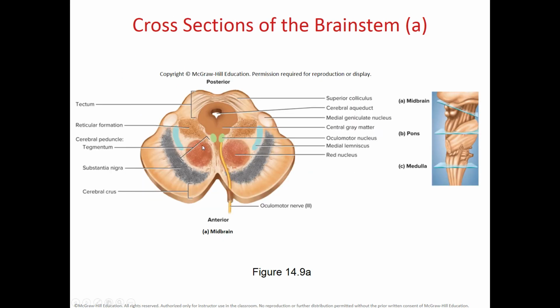So here is the midbrain. Here's the cerebral aqueduct. You have the corpora quadrigemina here with the superior colliculus, and then here you have reticular formation, and then you have the oculomotor, or cranial nerve number 3, the nucleus for the oculomotor nerve, and then here we have the medial lemniscus, red nucleus, and then we have the substantia nigra, the one that produces dopamine, and then here we have the cerebral crus.